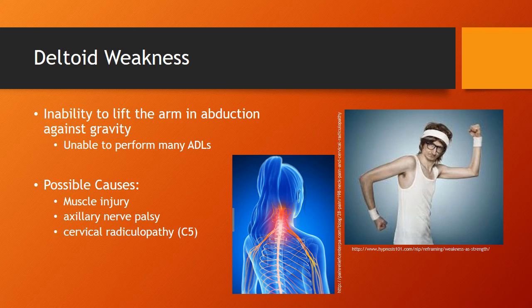A few of the possible causes of deltoid weakness could include nerve involvement, such as axillary nerve palsy or cervical radiculopathy, commonly referred to as a pinched nerve, specifically to C5. Injury to the deltoid muscle itself could also result in weakness.